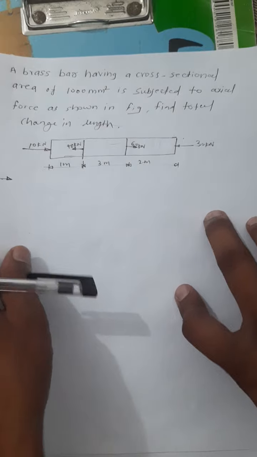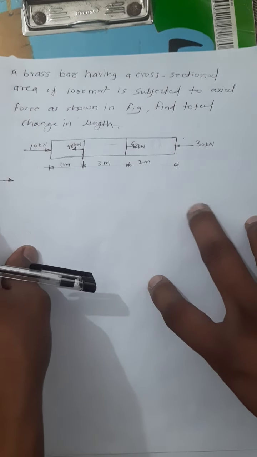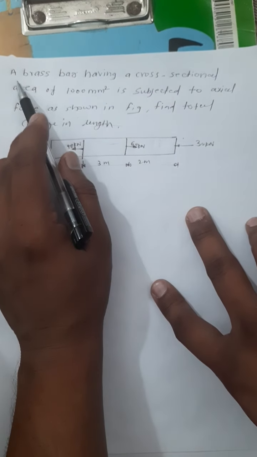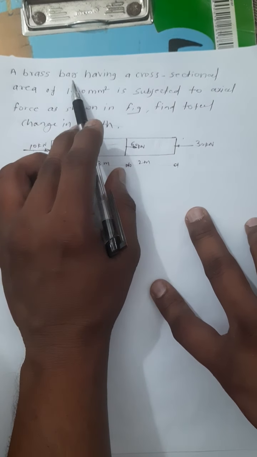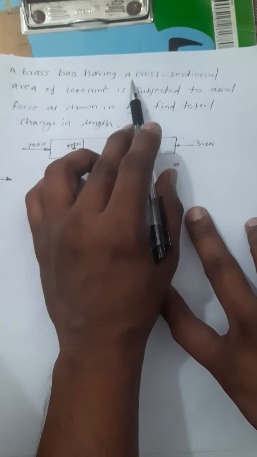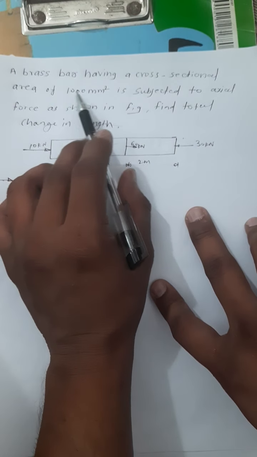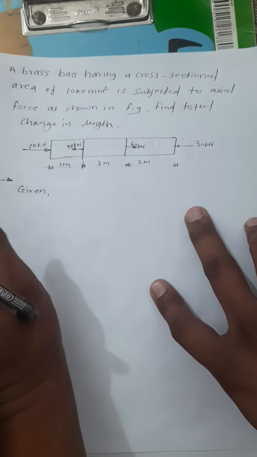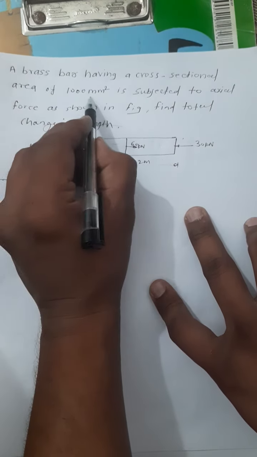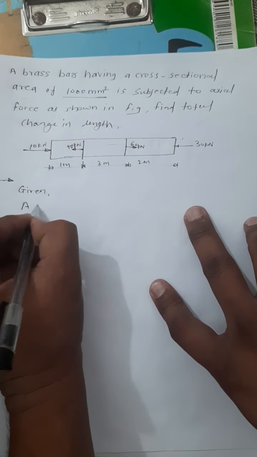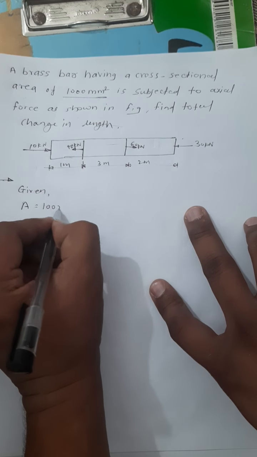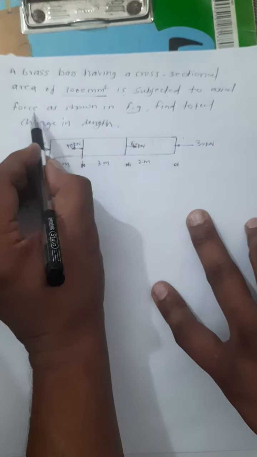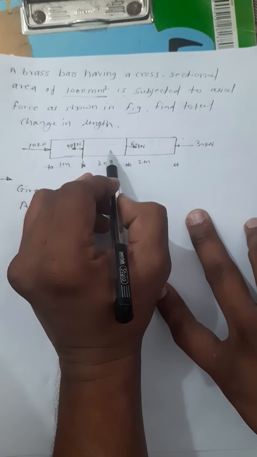Welcome to the SOM lecture. Today we're going to start our next problem. A brass bar having a cross-sectional area of 1000 mm² is subjected to an axial force as shown in the figure. Given data is very important, right? So we have area A, 1000 mm².